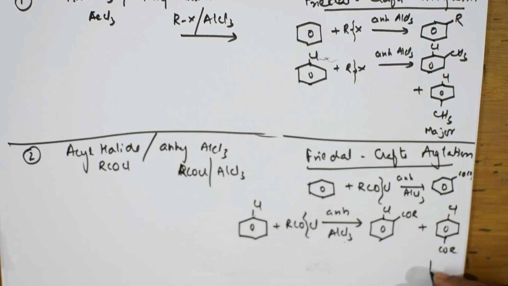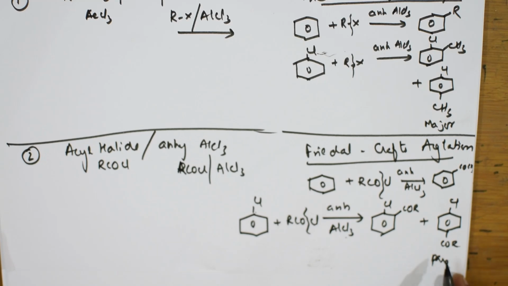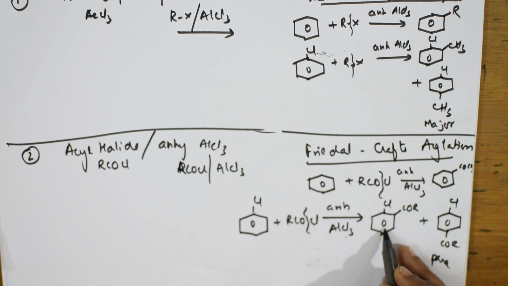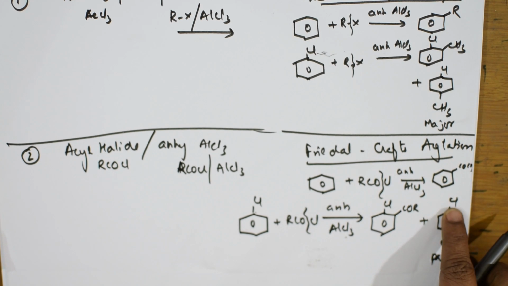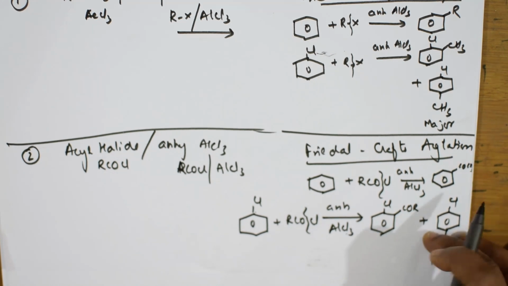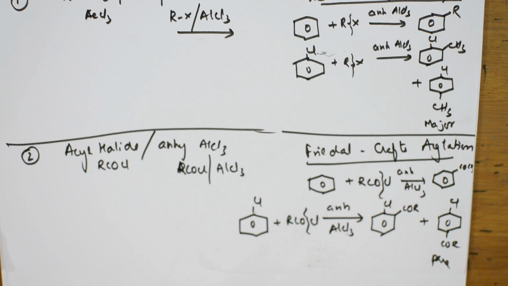Always remember para is stable, isn't it? What is this? This is called 2-chloro acetophenone, and this is called 4-chloro acetophenone, because you start from here. 4-chloro acetophenone is the major product. Done? Yes.